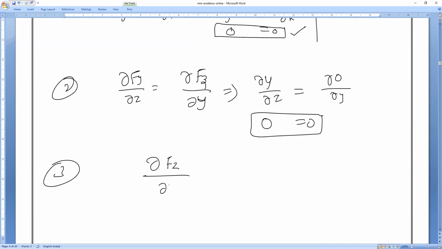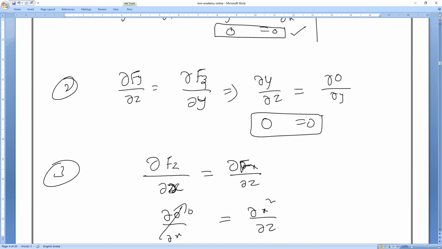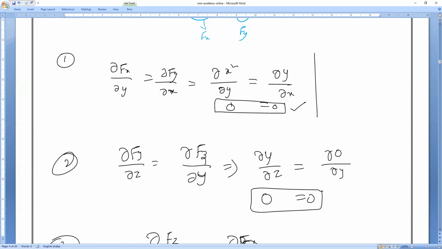Then rule number 3: del Fz divided by del x equals del Fx divided by del z. So Fz value is 0 divided by x, so that value is 0. Fx value is x square divided by, with respect to z, x is constant, so 0. So 0 equals 0. So all are equal, so is it conservative or non-conservative? All of you, it is conservative.